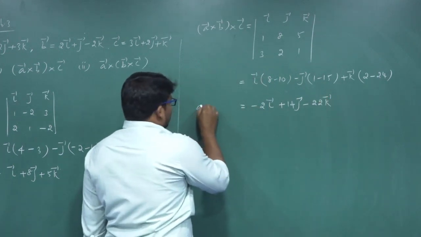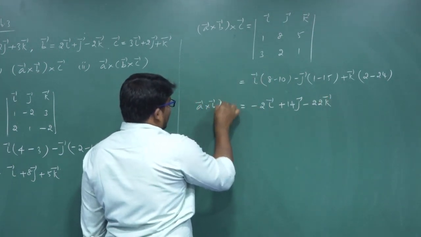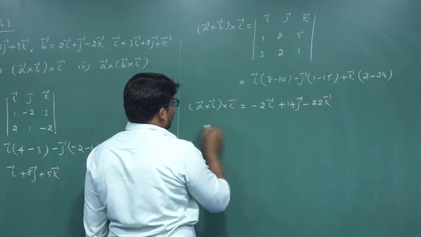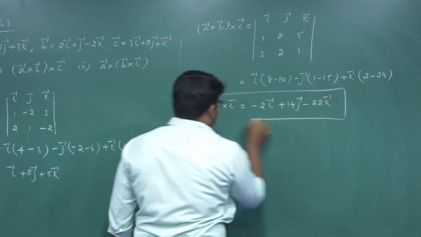That is A vector cross B vector cross C vector. That is the answer.